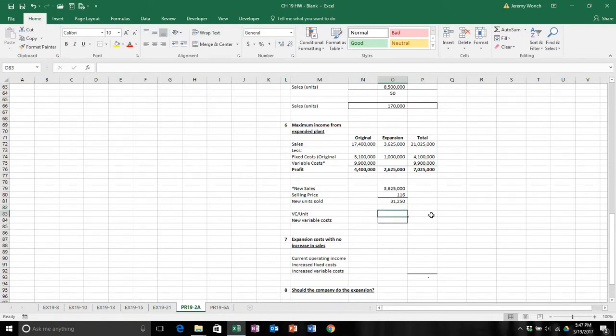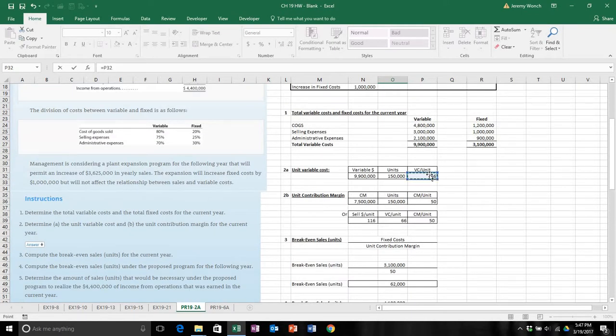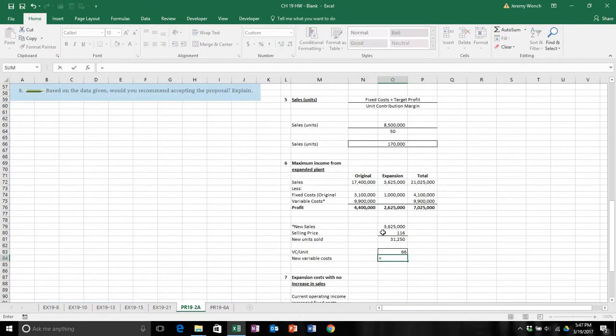And so we know what our variable cost is per unit, because we calculated that up here. So for every unit we sell, we're going to have variable cost of $66. So $66 times the new units that we're going to sell. So we are going to have new variable cost of $2.062 million. So by adding this new expansion, we're expecting to take our profit from 4.4 million up to 4.962 million.